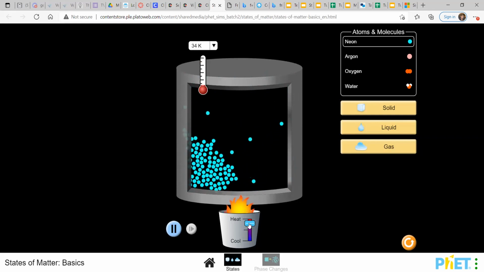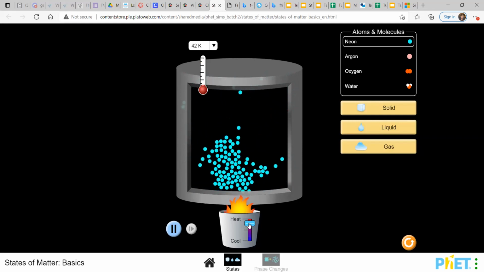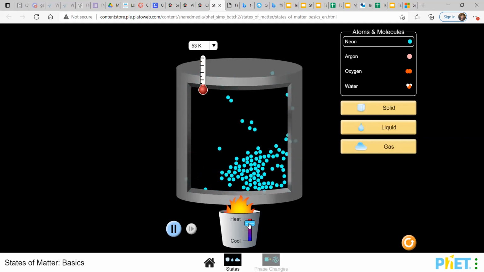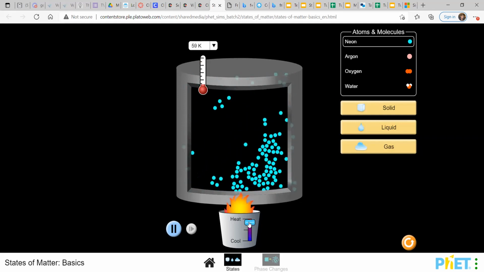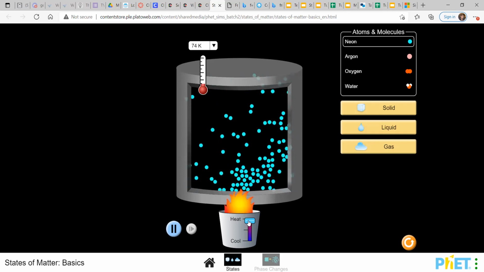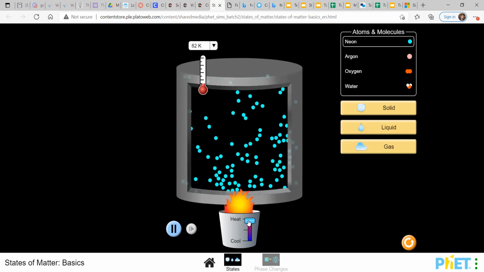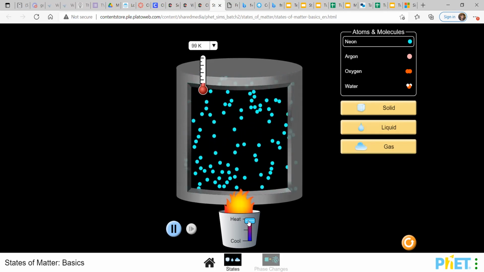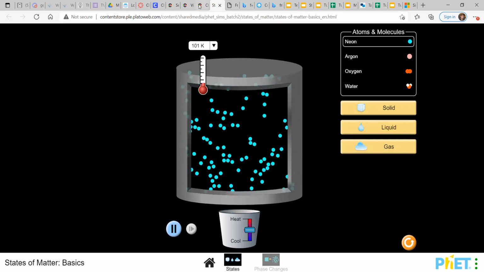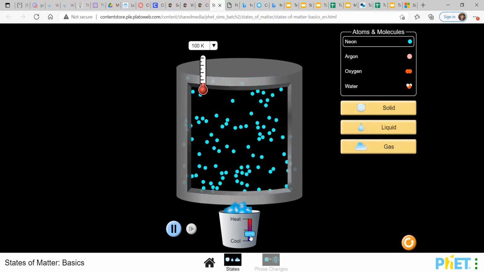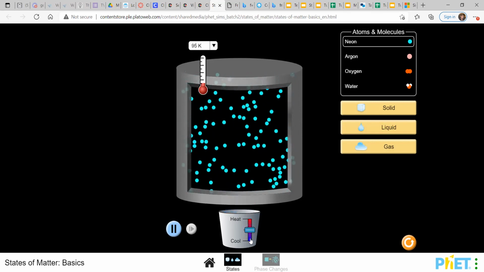So you got to hold it. All right, you see some of the particles breaking apart. They're moving around way more. Yeah, we'll just turn all the way up until we get to 100 Kelvin. And now it's starting to look a lot like a gas. Let's see what happens when you start to cool it.